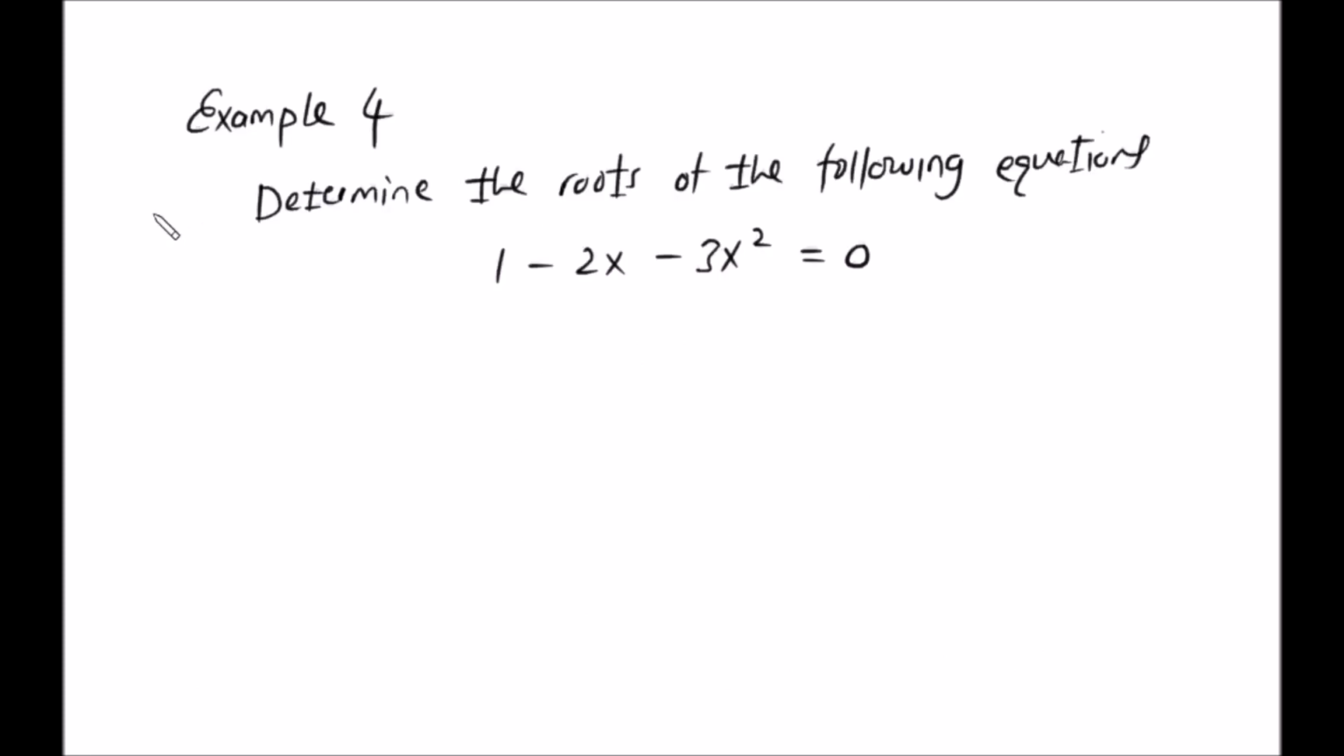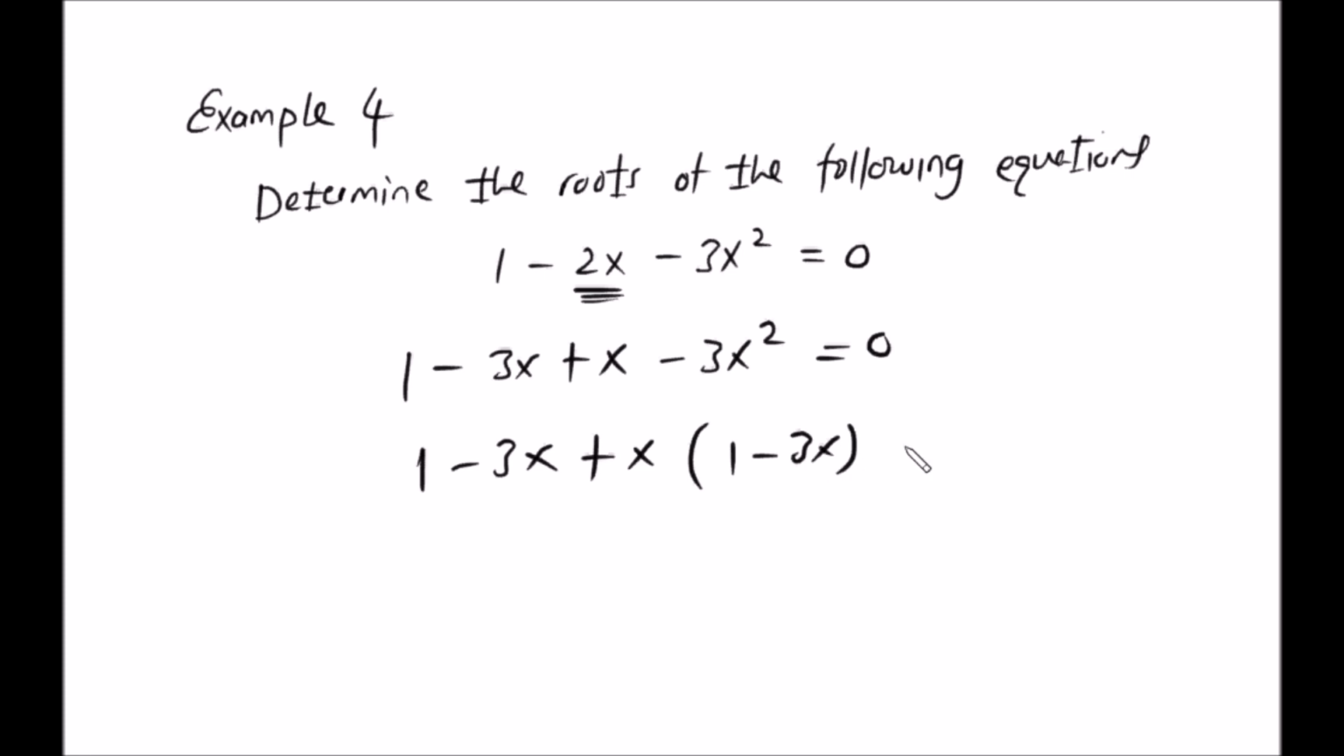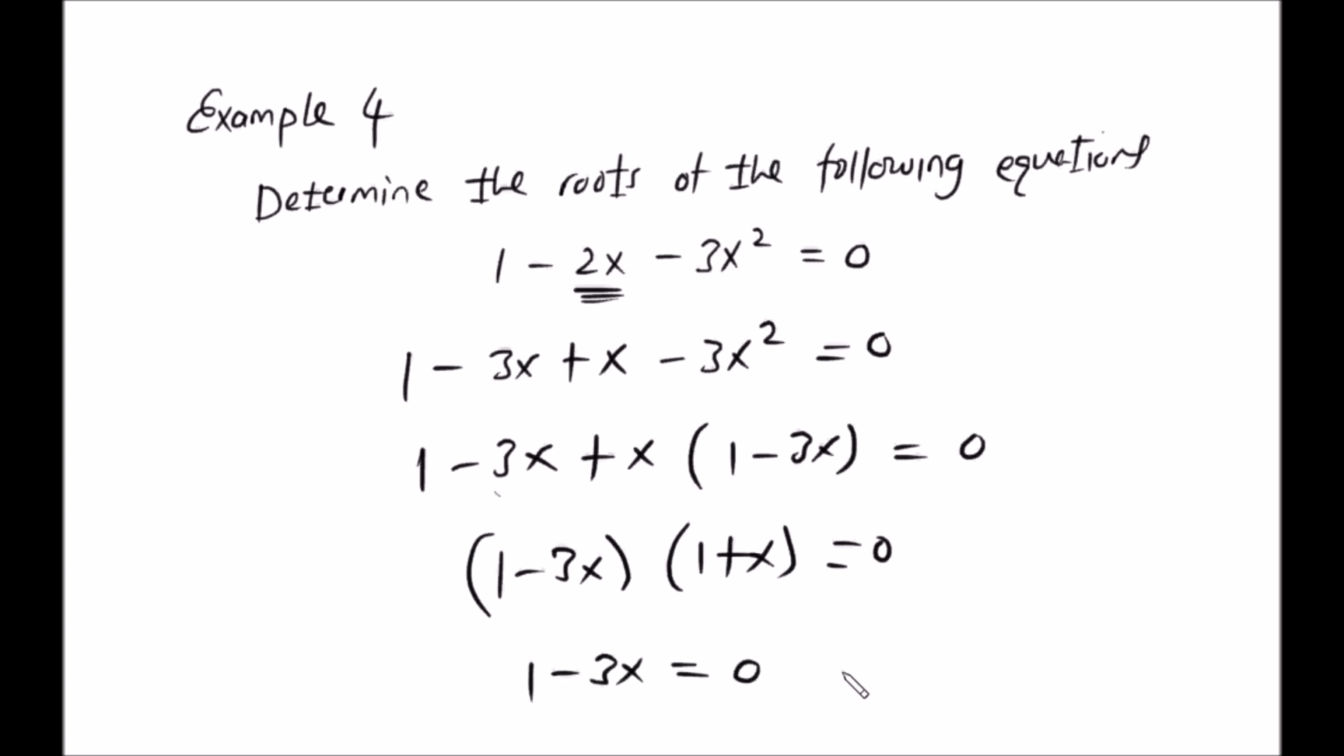Let's see example 4 now. Example 4 here says determine the roots of the following equation. So here we have 1 minus 3x plus x minus 3x squared equals 0. If I split the middle term, here I take x out and remain with 1 minus 3x equals 0. So take out 1 minus 3x, then I remain with 1 plus x equals 0. So it is 1 minus 3x equals 0 or 1 plus x is equal to what? 0.